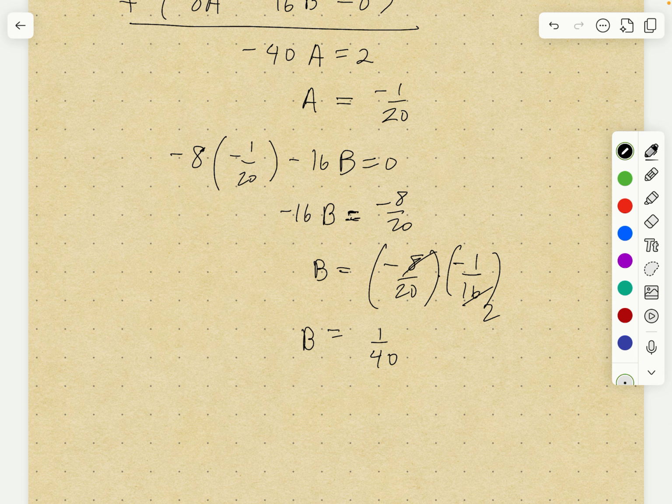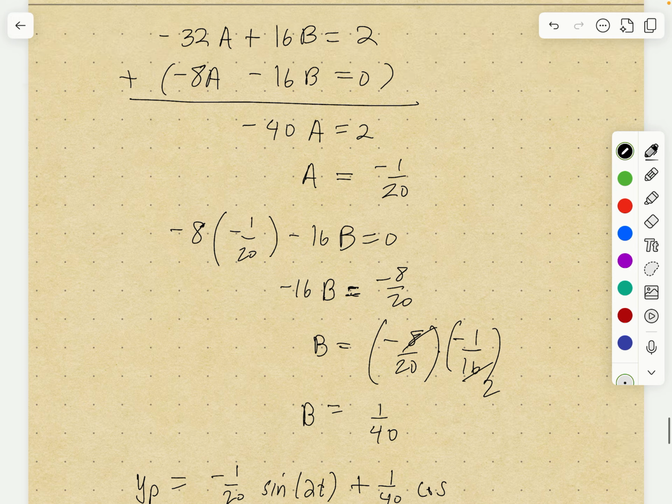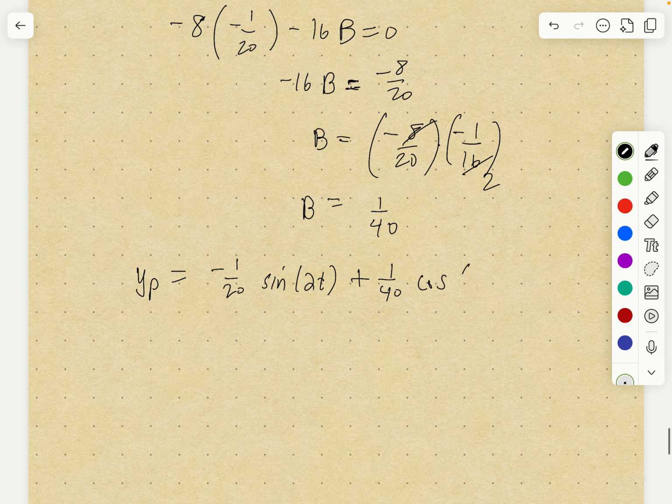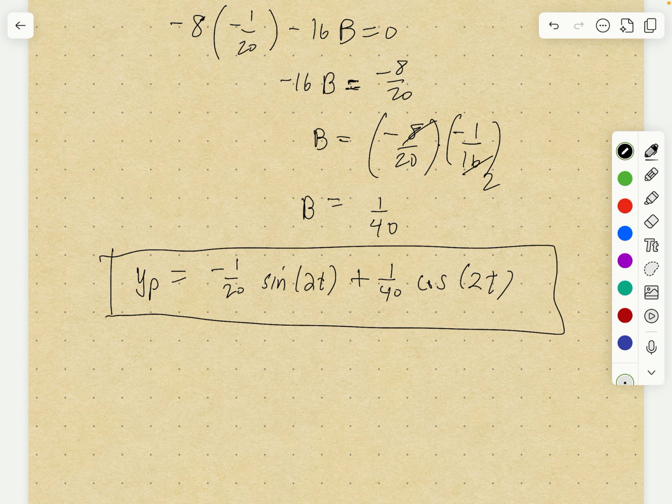for b. So my final yp is going to be negative 1 over 20 sine of 2t plus 1 over 40 cosine. Is it 2t? Yeah. Plus 1 over 40 cosine of 2t. Okay.